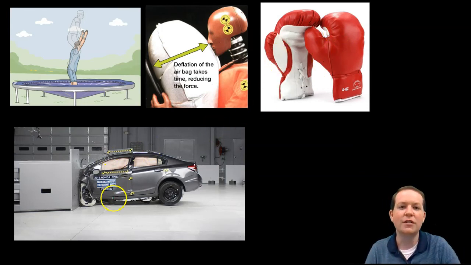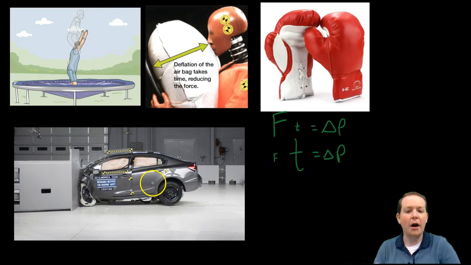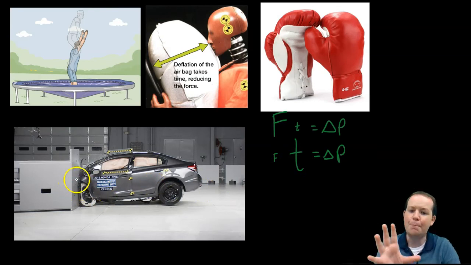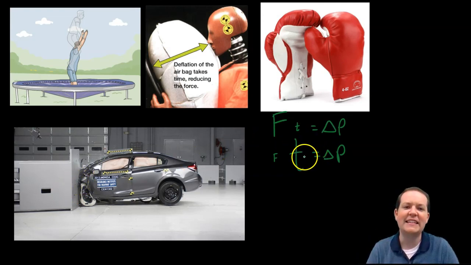Modern cars are designed to get wrecked in a collision. Okay, I kind of like this visual right here. If you have a really small time, you must have a giant force. If you have the same change in momentum, I try to make that the same size, and you have a much bigger time, the force is tiny. Modern cars are meant to be obliterated like this because all this crumpling and bending and warping of the front end of the car, all of that takes time.